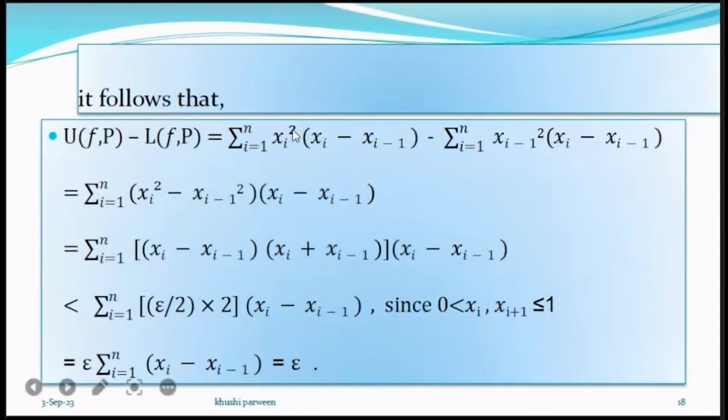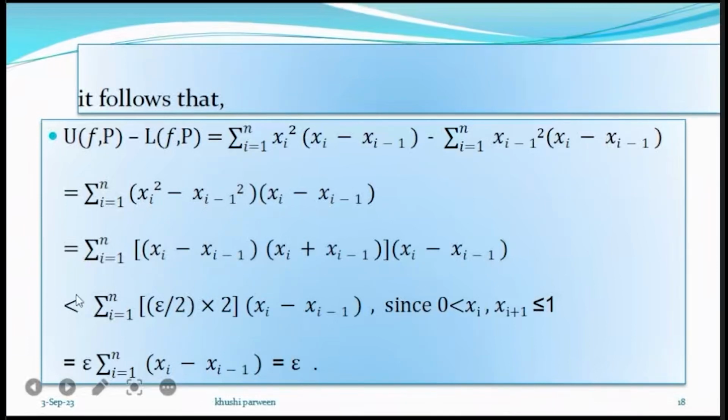Here x_(i-1) square is the infimum, and x_i square is the supremum of the function, which is equal to summation i equal to 1 to n of (x_i square minus x_(i-1) square). Here I am taking x_i minus x_(i-1) as common, which is equal to summation i equal to 1 to n of (x_i minus x_(i-1)) times (x_i plus x_(i-1)). Here I break this into two parts, x_i minus x_(i-1) and x_i plus x_(i-1).